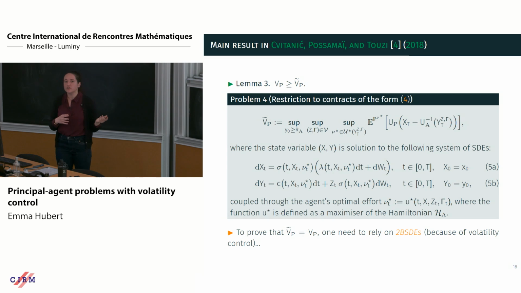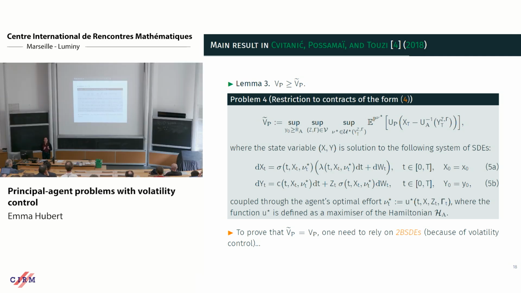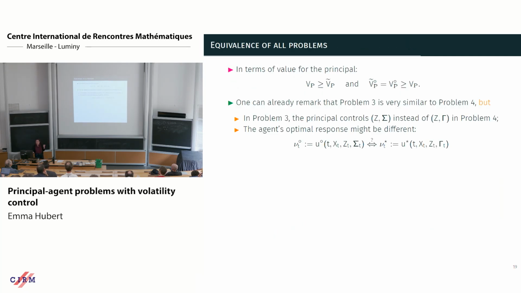They're coupled through the optimal effort of the agent. In one case, the optimal effort of the agent is the maximizer of the classical Hamiltonian, so it's a function of z and gamma that are in the contract. But if you look at the first best problem, then the optimal effort of the agent is the maximizer of the constraint Hamiltonian, so it will be a function of z and sigma, the density of the quadratic variation. So basically, you want to show some kind of correspondence between the two problems, as we did in the example, and you look at the optimal effort in both cases and show some link between sigma and gamma.